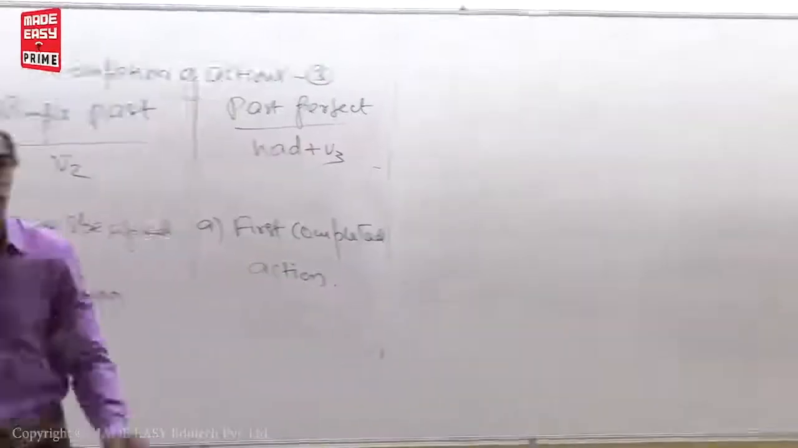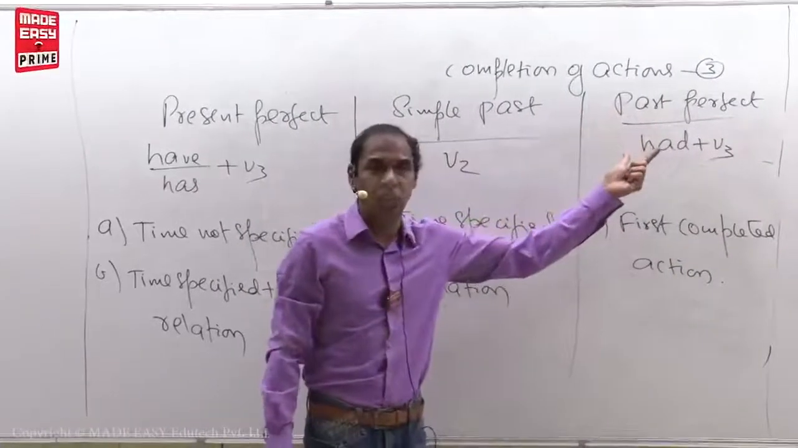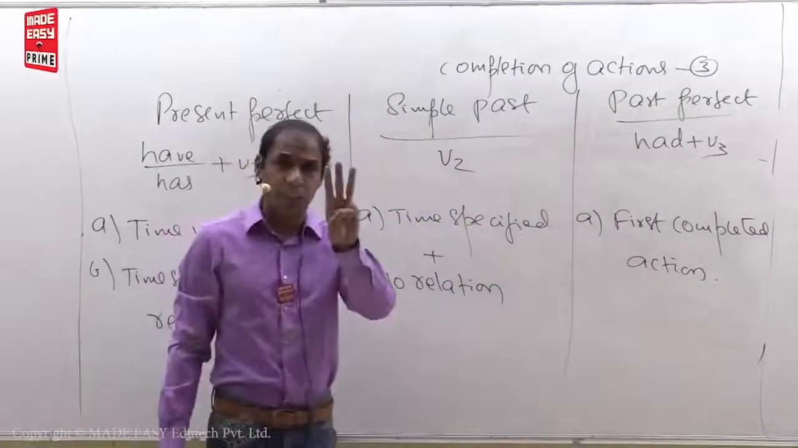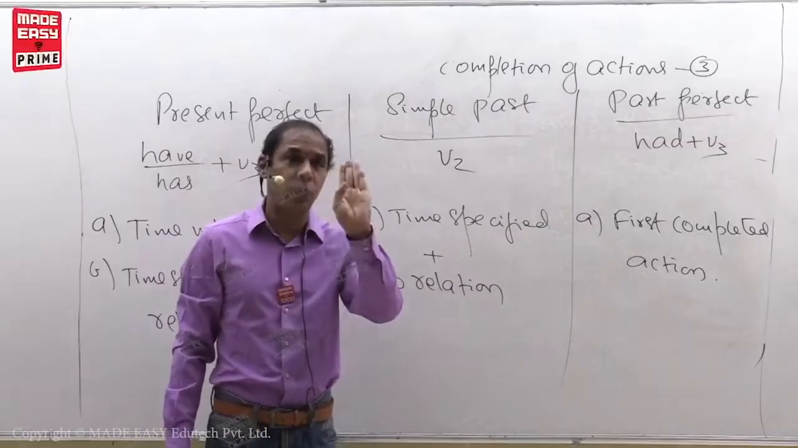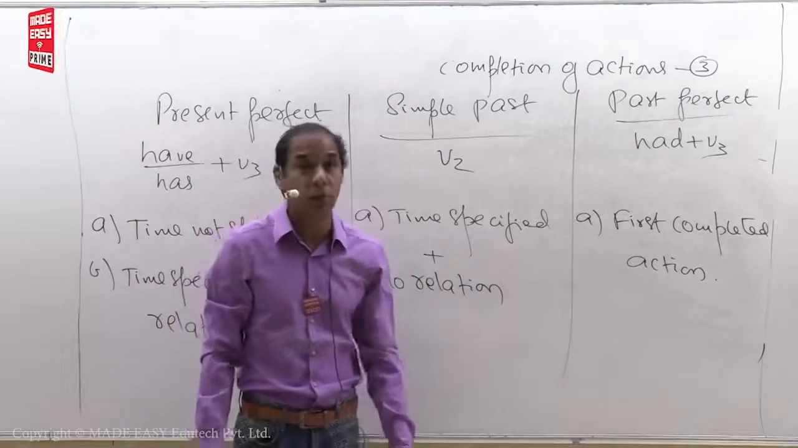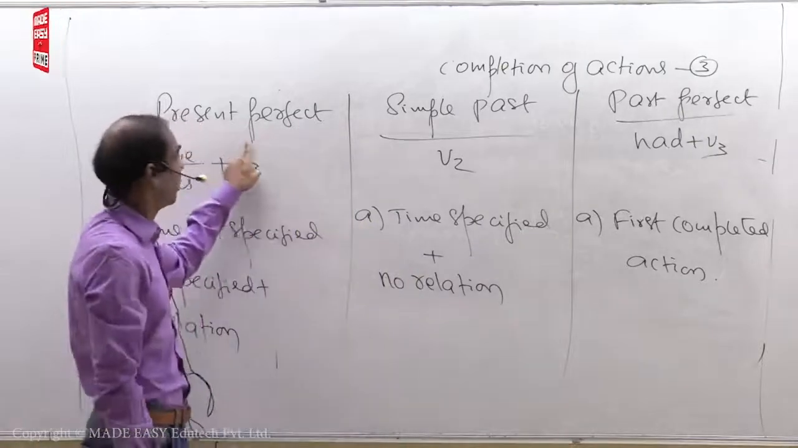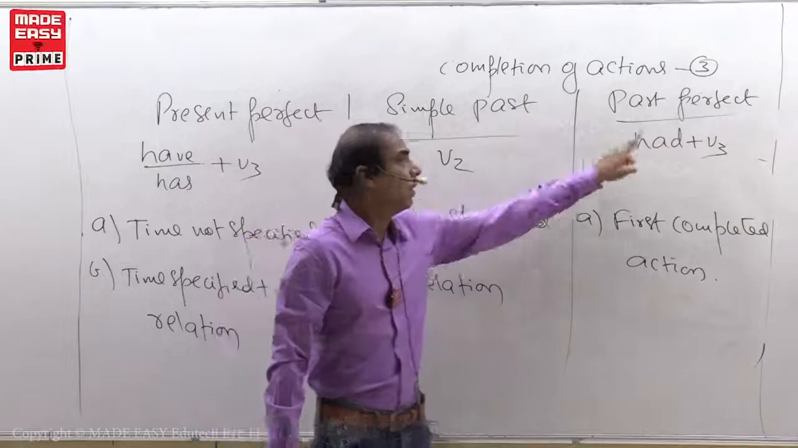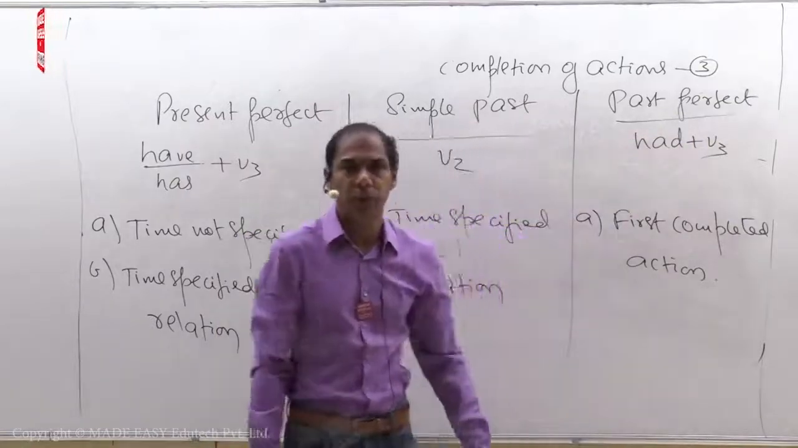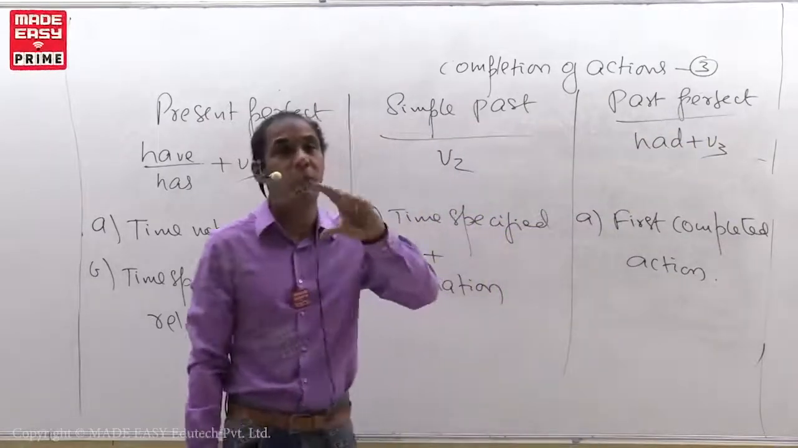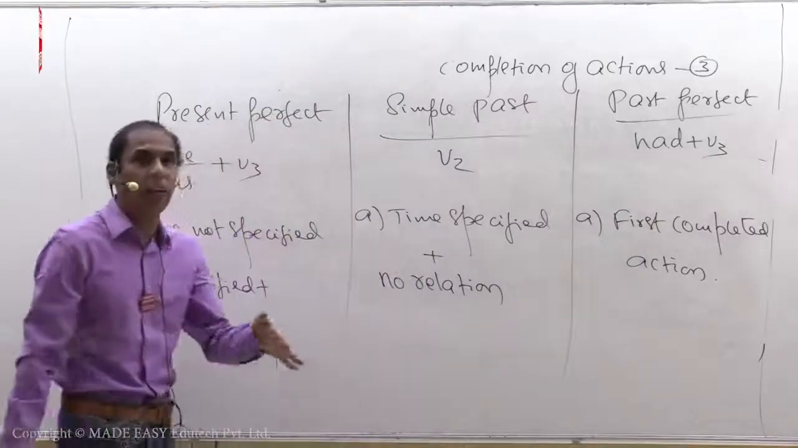Okay, now look at the board. Again, I am explaining table 1. To express completion of actions, we can use three formulae in English. How many formulae can we use in English? Three. One, present perfect. Two, simple past. Three, past perfect. We use these depending on the situation.